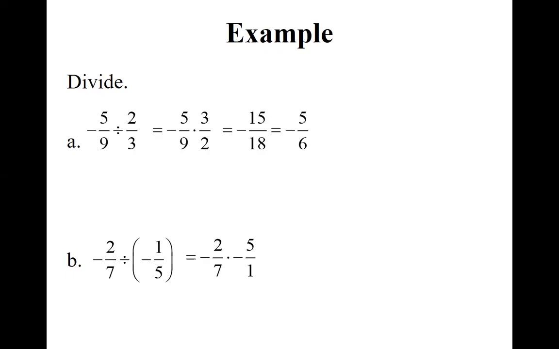Negative times negative is positive. 2 times 5 is 10. 7 times 1 is 7. So positive 10/7.